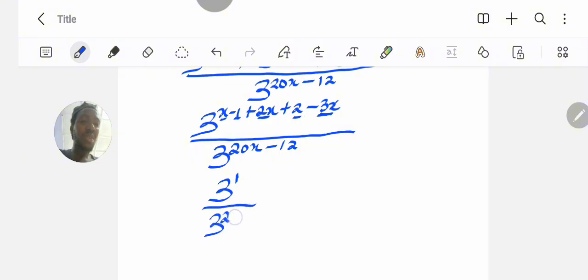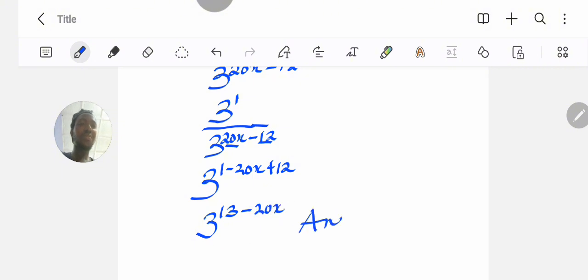So we have 3 raised to the power of 20x minus 12. So from the principle I've been teaching us, this is the same as 1. If these two guys should go up, they will change in their sign. 20x becomes minus 20x, minus 12 becomes plus 12. So finally, you have 3 raised to the power of 1 plus 12. That's going to give us 13 minus 20x. So that's going to be our answer.